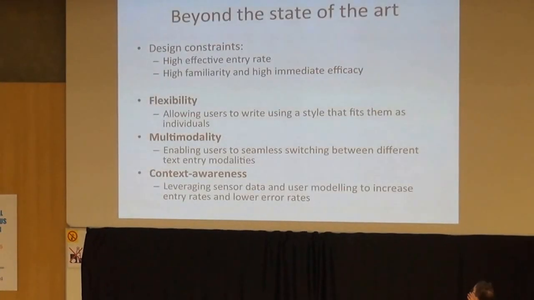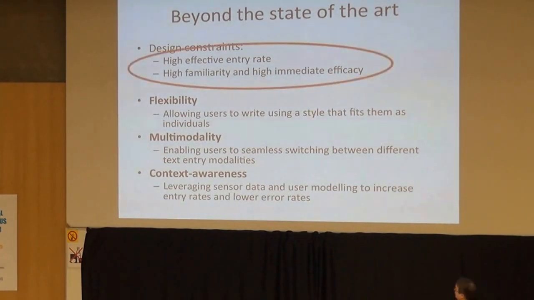Going back beyond the state of the art, we now know how to build a successful text-entry method. How do we build one? We should obey these design constraints: high effective entry rate and high familiarity. So what does this suggest when it comes to typing on a smartwatch? Any ideas? Does anybody have an idea?